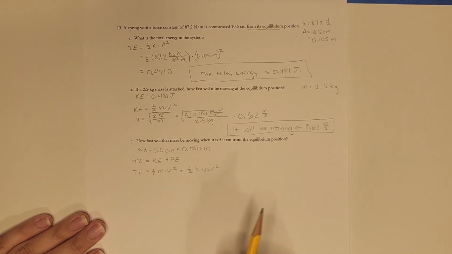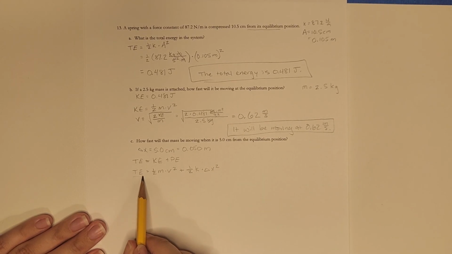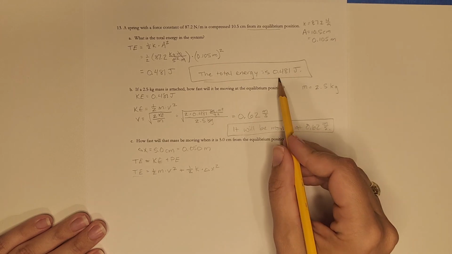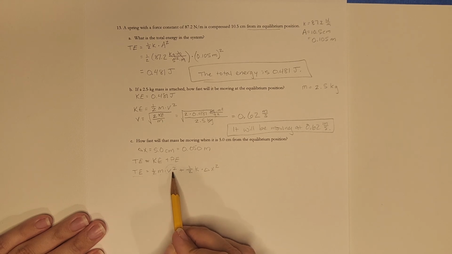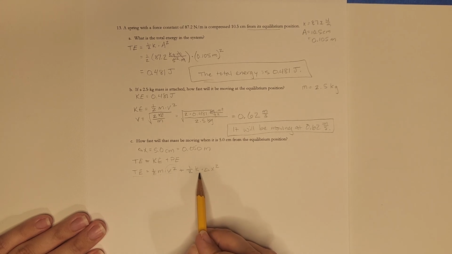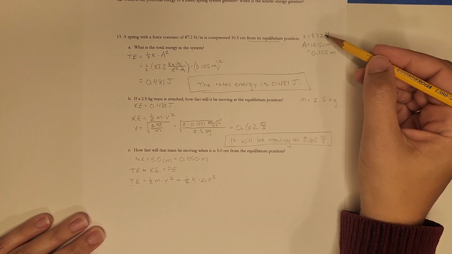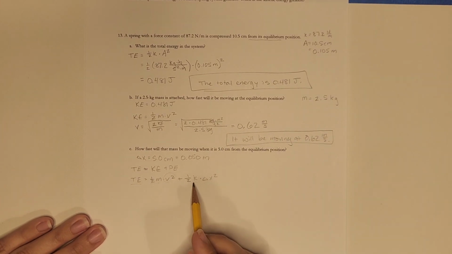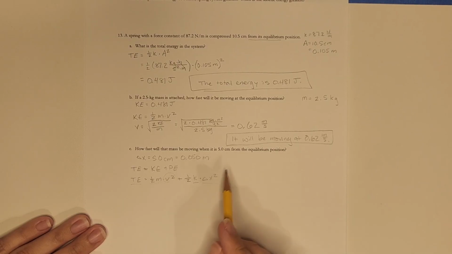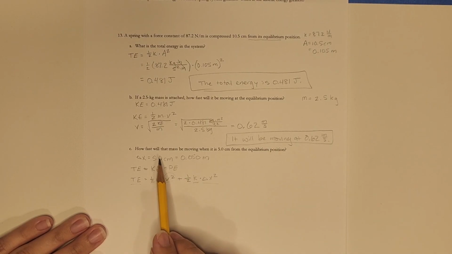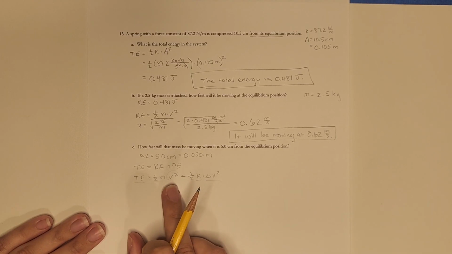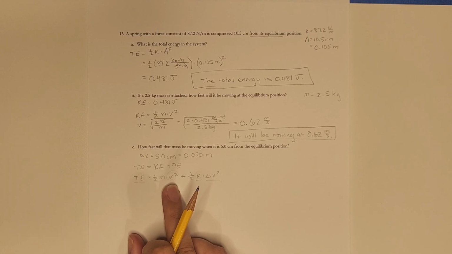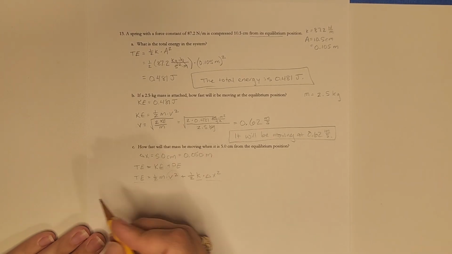Okay, so let's look at what all we're given. We know the total energy from before. It's 0.481 joules. We have the mass. We need the velocity. Do we have our spring force constant? Yes, we do. And we have our delta x that was just given to us. And so we just need to solve for velocity here.